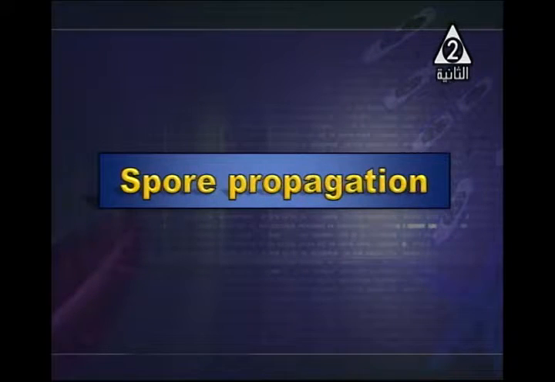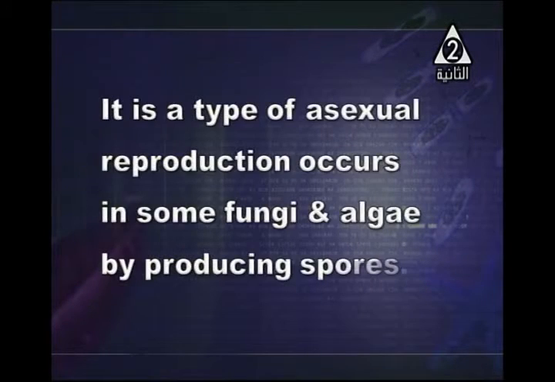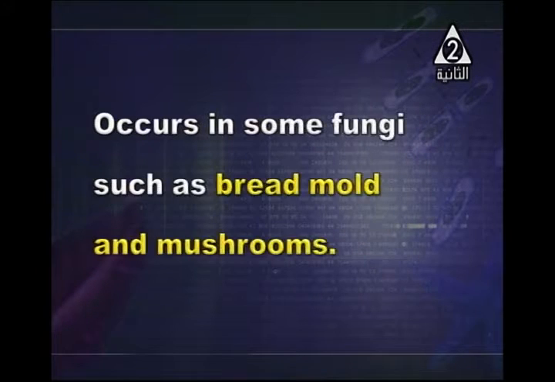Another type of asexual reproduction is spore propagation. What is meant by spore propagation? Spore propagation is a type of asexual reproduction that occurs in some fungi and algae by the production of spores. It occurs in some fungi such as the bread mold fungus and mushroom.